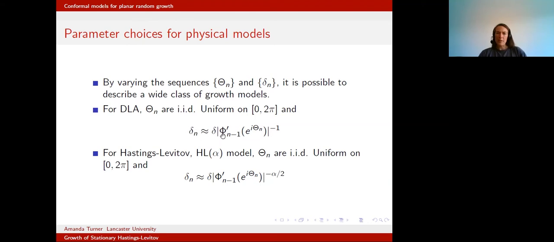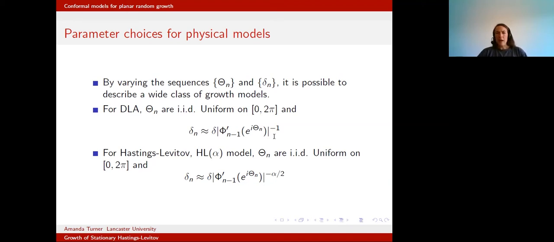If we choose our nth slit length to be that parameter divided by the derivative of phi n-1 at the attachment point, then when you apply that map phi n-1 to that slit of length delta n attached at that point e to the i theta n, this length delta n gets multiplied by phi prime, and so the image is roughly of length delta. And so this is a choice of parameters that corresponds to the sort of physical DLA model that we want.